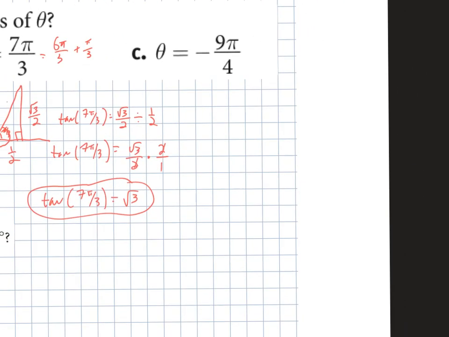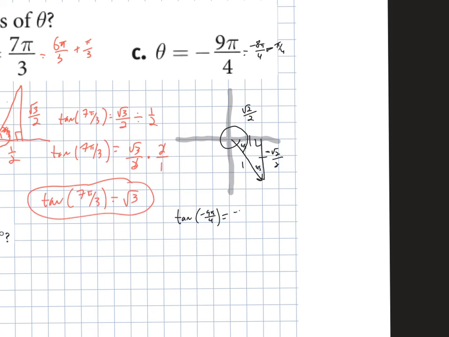Okay. Negative 9 pi over 4. In this case, that is negative 8 pi over 4, or 2 pi, minus pi over 4. So I go negative rotation plus another pi over 4, or minus another pi over 4, so I'm winding up in this direction. It again is my 45, or pi over 4, 45, 90, so I get equal parts. We now know that's root 2 over 2, positive in this direction, root 2 over 2, negative in this direction. So the tangent of negative 9 pi over 4 is equal to negative root 2 over 2 divided by positive root 2 over 2, and that's going to wind up being negative 1.